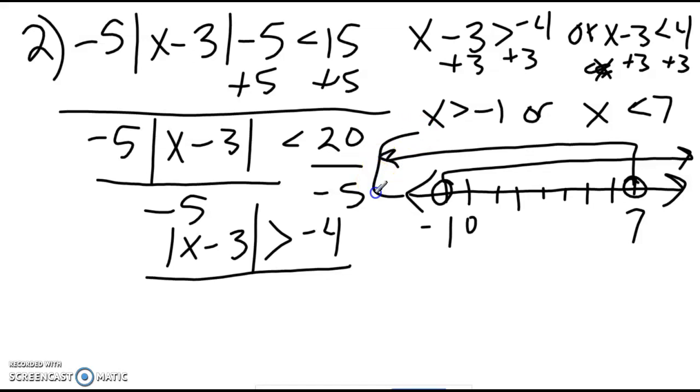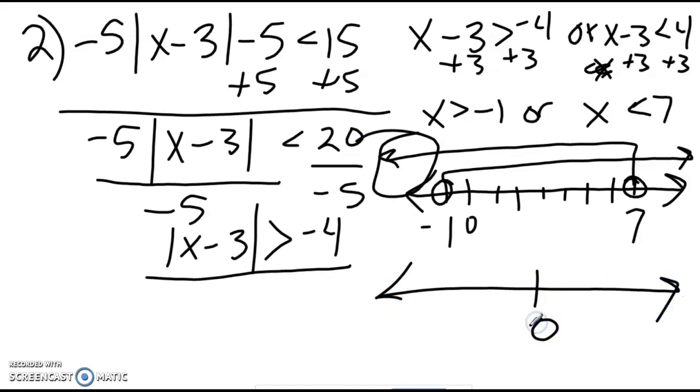Well, what about this right here? That's part of the solution, correct? What's the farthest right point of our solutions? Positive infinity. So your answer is the whole number line. Any number on the number line could be a solution to this inequality.